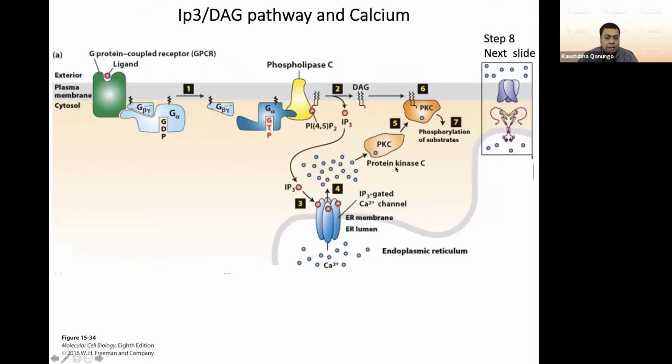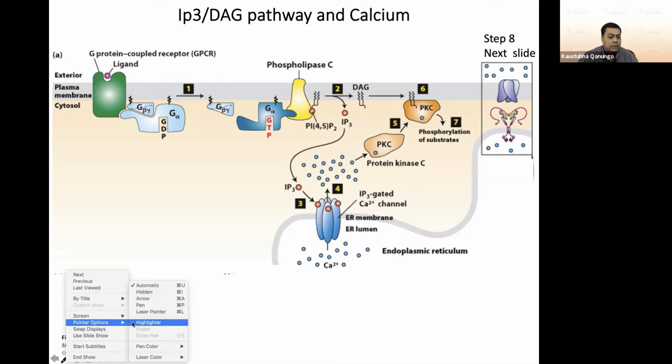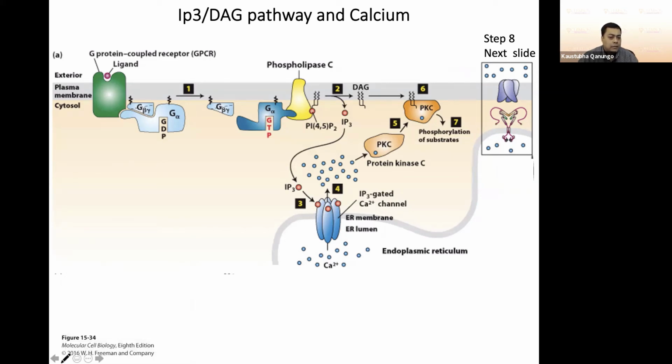So here you are seeing that you have this IP3 gated calcium channel. So how does it work? You have this endoplasmic reticulum with all the calcium inside it. When this signaling cascade happens, the IP3 binds to a particular channel on the ER membrane that will release all this calcium.